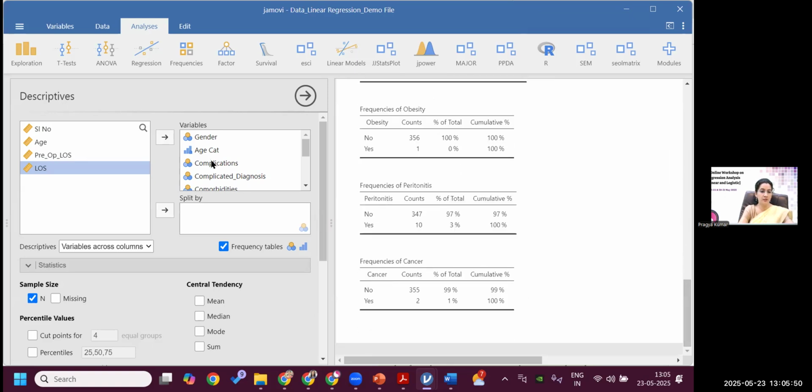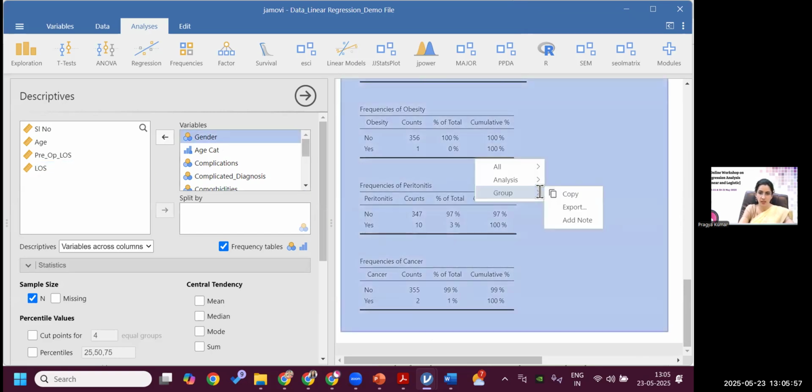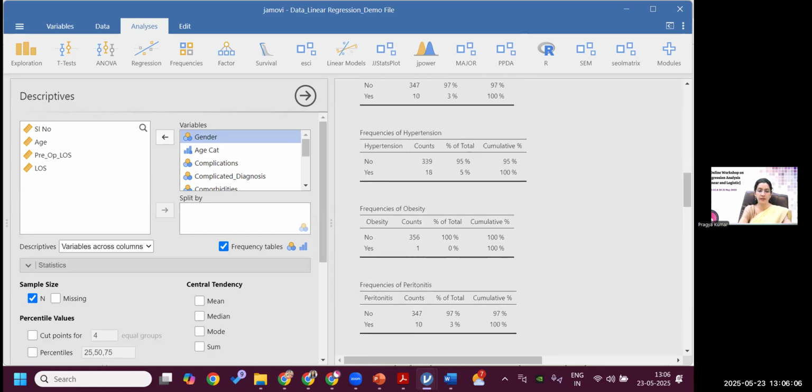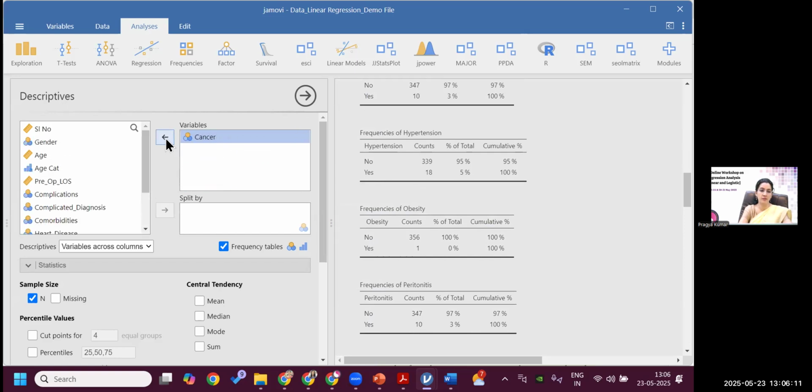And for continuous variables, how do you do that? So all these variables. I'll just copy this analysis, duplicate this analysis. If you duplicate it, it will remain. Otherwise, if you move these variables back, all this will be gone. So I have moved all these variables here. Now the continuous variables I'll take here: age, pre-op, and I need to click this.